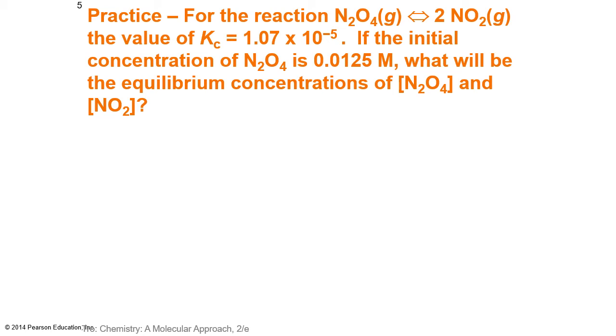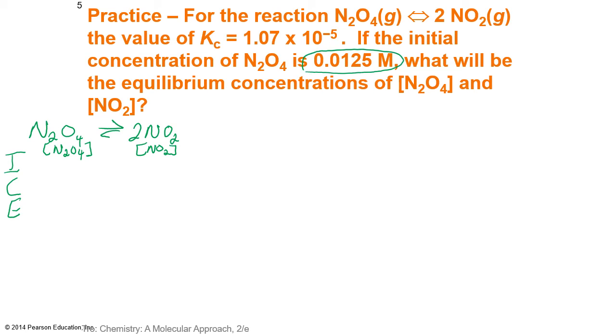So we are going to set up an ICE table again. We're going to be looking at the reaction of N2O4 gives us 2NO2. And so we're looking at the concentrations of each. We're starting with an initial concentration of 0.0125 molar. So that's our initial concentration.